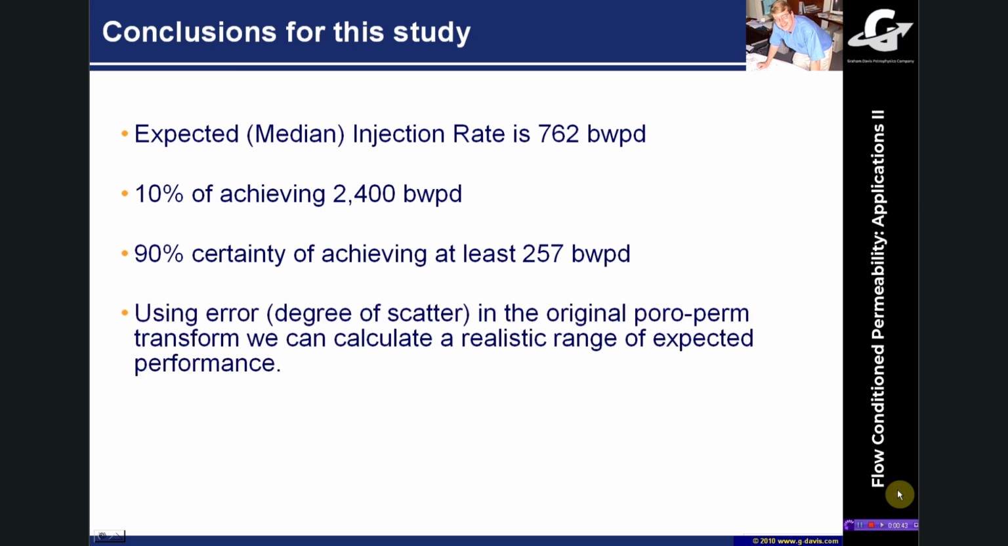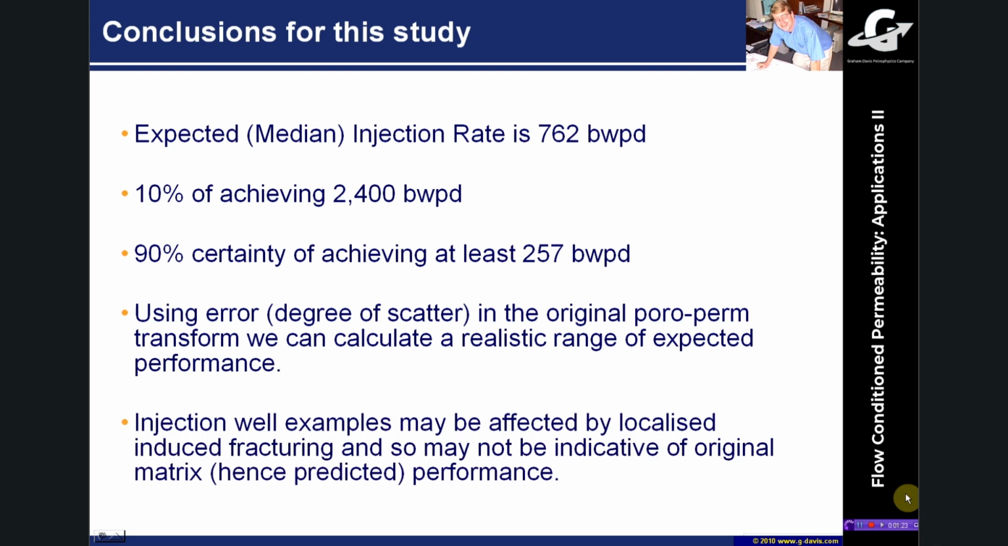So I hope I've been able to show that we've been able to use the degree of error in our original poroperm transform to actually be able to calculate a realistic range of expected performance. And obviously out in the real world it's often quite handy to be able to deal with ranges of expected outcomes. We can put ranges into our economic evaluations, rather than be reliant on one particular realization, where we go in with one porosity and come out with one permeability. There are uncertainties associated with that, as we've said, and if we can get a better handle on a realistic range of expected outcomes, then that hopefully means that we can make better decisions.